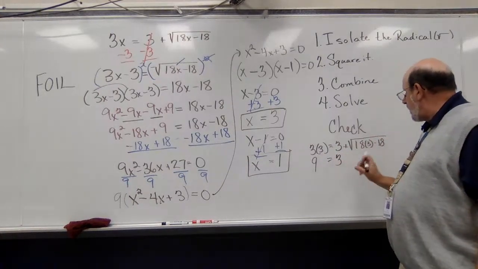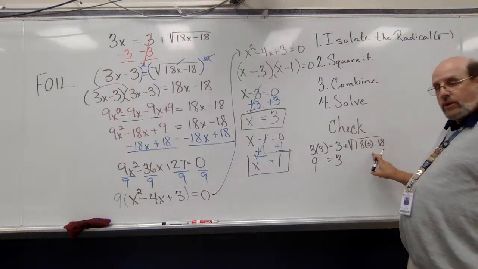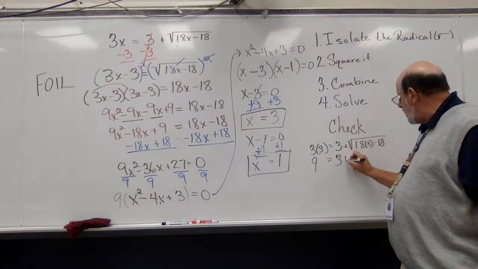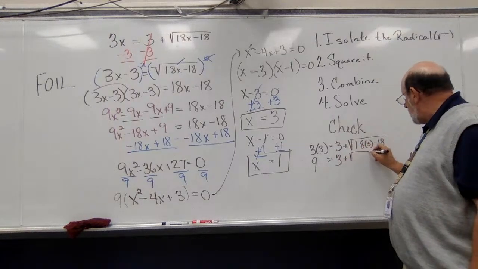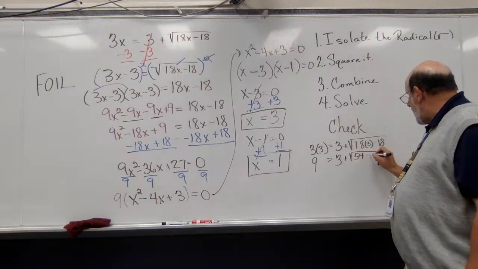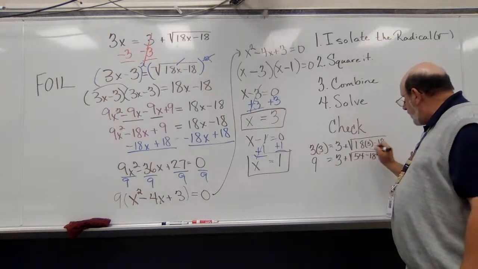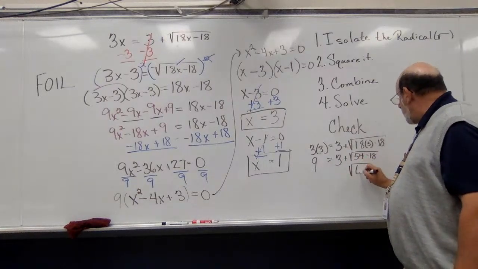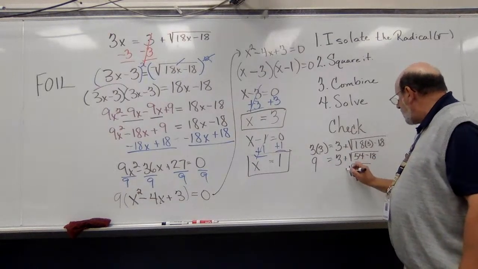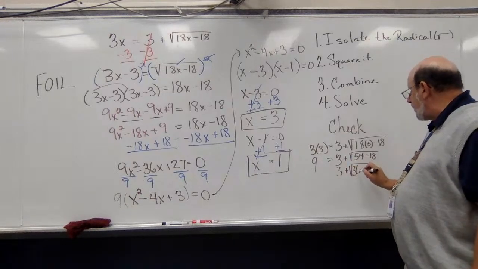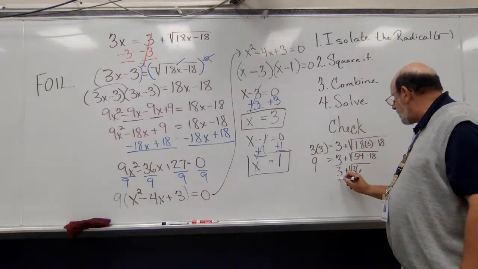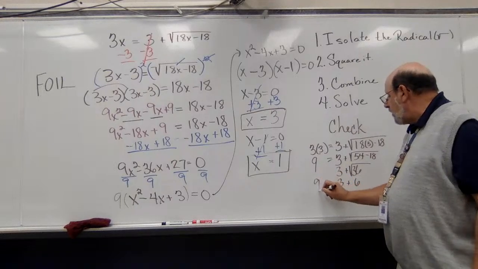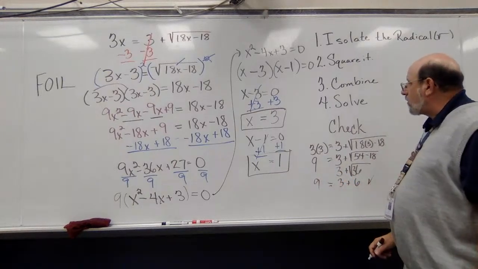So 3 plus, okay, 18 times 3 is 54. 54 minus 18. All right, well, 54 minus 18, you know what that is? That's 36. So the square root of 36 plus 3. What's the square root of 36? 6 plus 3. Does that equal 9? You betcha it works. Okay?